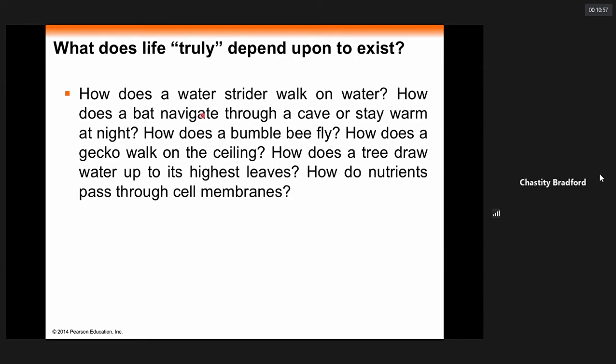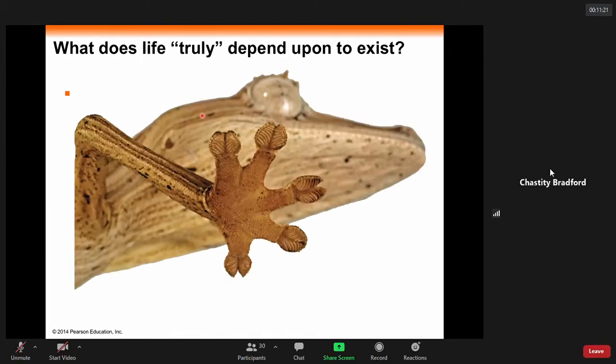How is it possible that a bat can navigate its way through a cave and stay warm at night? How does a bumblebee actually fly? How does a gecko really walk on the ceiling? How can a tree get water from the roots up to the highest leaves? How do the nutrients that we consume get through every one of the cell membranes that we have in our body? It's because of chemistry.